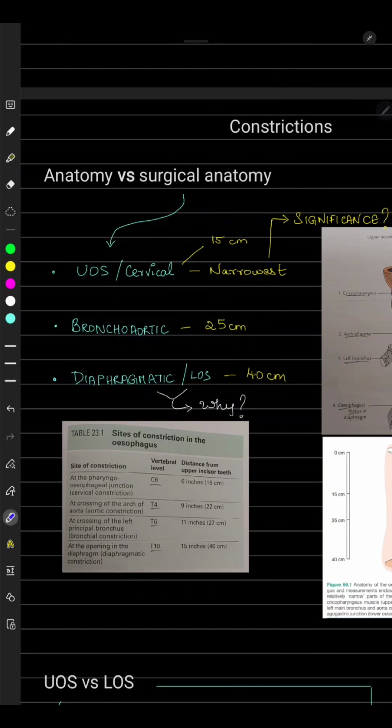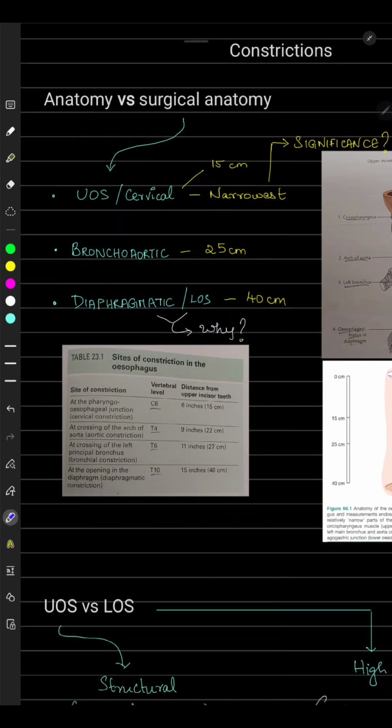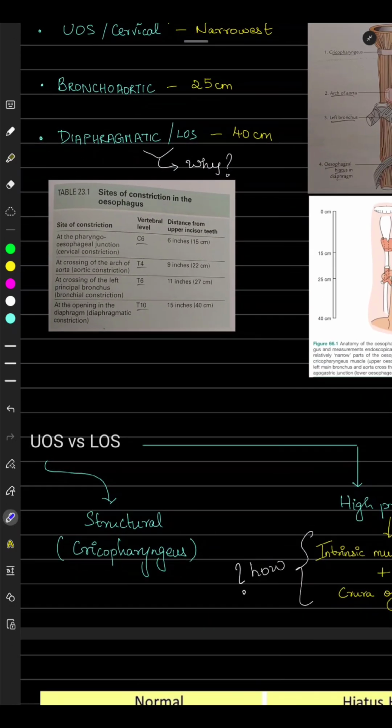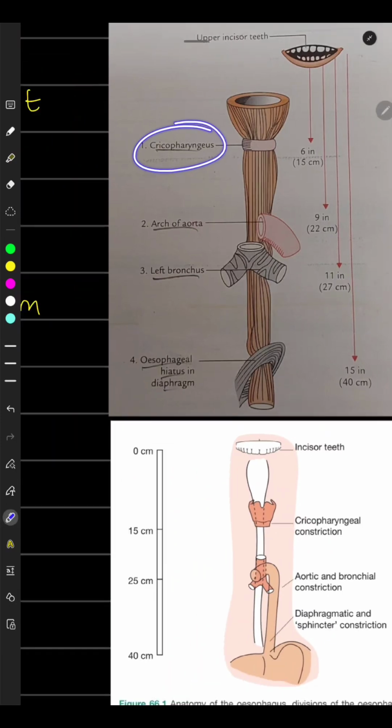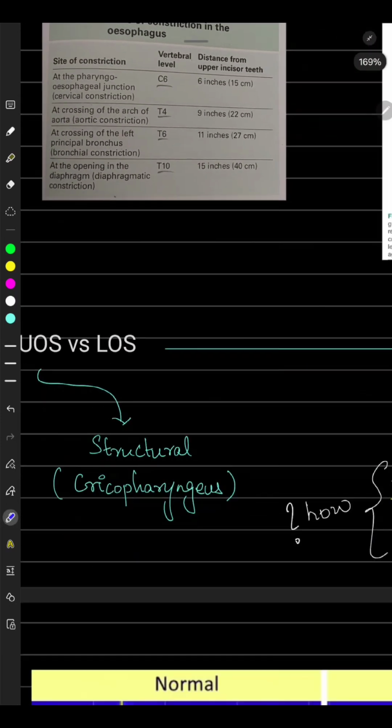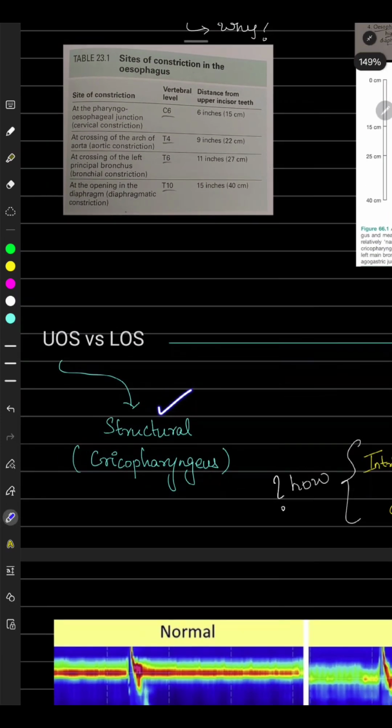So if this is diaphragmatic or lower esophageal sphincter, that's a question. If we ask whether the lower esophageal sphincter itself is a sphincter, let's come to that. We differentiate between the upper esophageal sphincter and the lower esophageal sphincter. The upper esophageal sphincter, as you all know, has the cricopharyngeal muscle here. This is constricting, and that is what we call the upper esophageal sphincter. That is a structural sphincter.